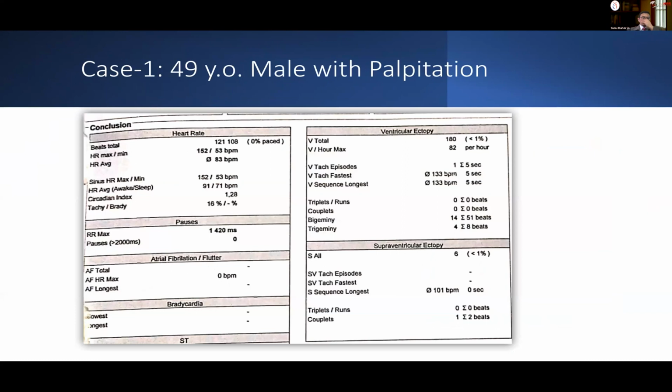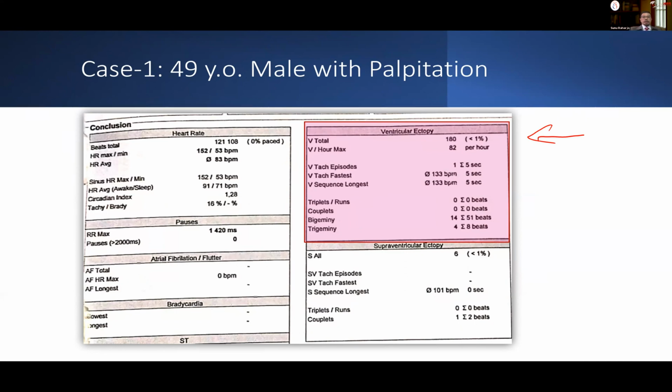I'd like to share some cases of patients with PVCs that we did ablations on. This is a gentleman, 49 years old, with palpitation. If you look at this, the PVC frequency is quite low, less than 1%. But this patient is really symptomatic.